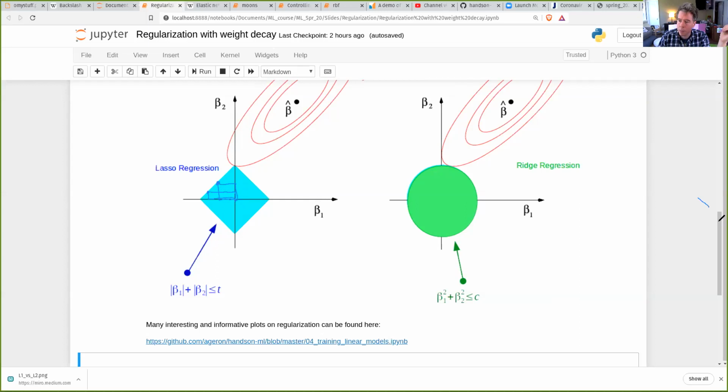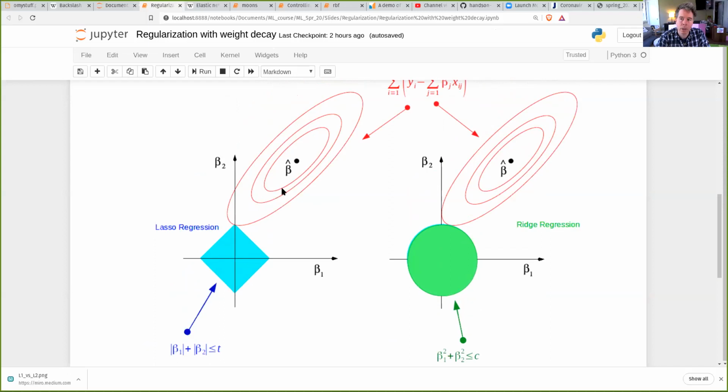So what tends to happen here in the case of the L1 penalty is that these contour levels, everything on this contour level surrounding the best parameter, is going to have the same error. So that's what these circles, or these ellipses, have in common.